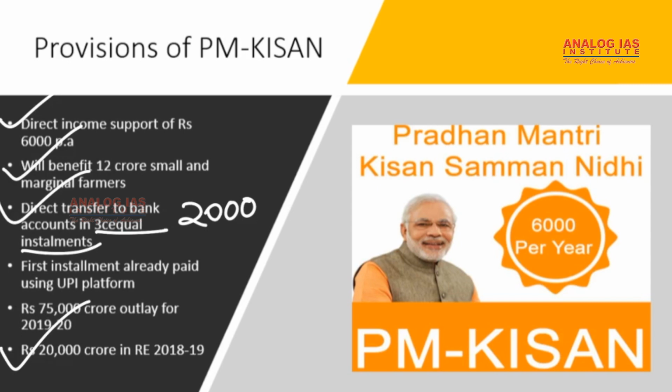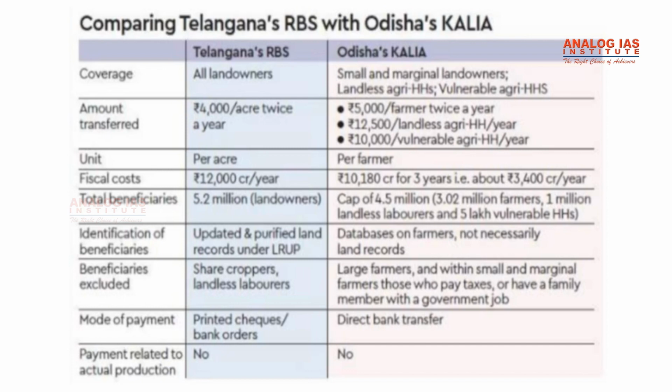The outlay for the retrospective effect year of 2018-19 is 20,000 crores. And with this, the first installment has already been paid. The first installment of 2,000 for 2018-19 has already been paid using the UPI platform. And the outlay would be 75,000 crore rupees for 2019-20. So even before the union government came up with PM Kisan, the state governments of Telangana and Odisha came up with their own income support scheme for farmers.